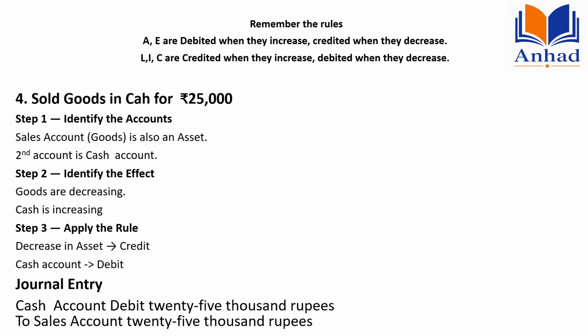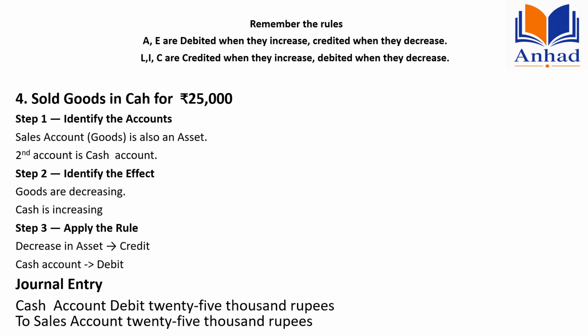Step 3. Apply the rule. An increase in an expense is debited. A decrease in an asset is credited. Journal entry. Salary account debit 8,000 rupees, to cash account 8,000 rupees.